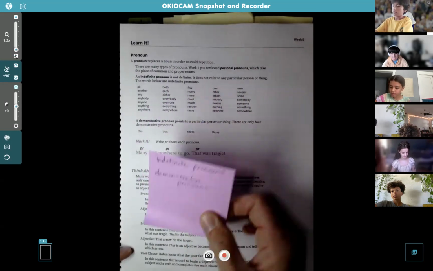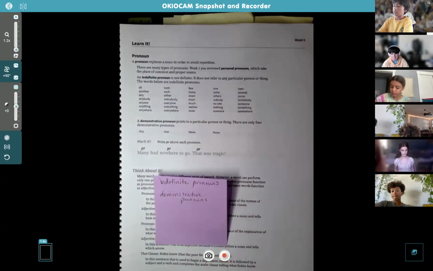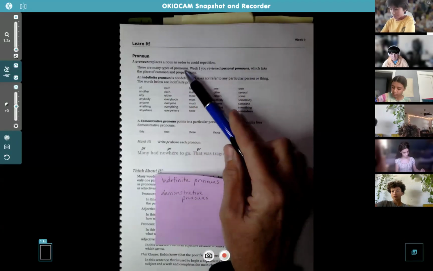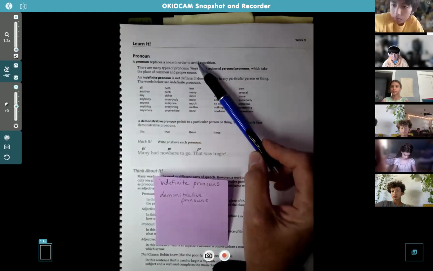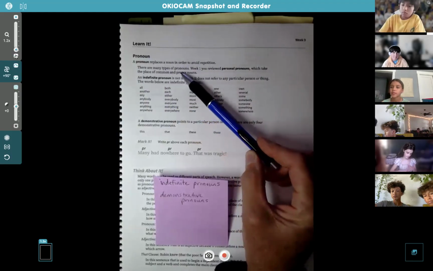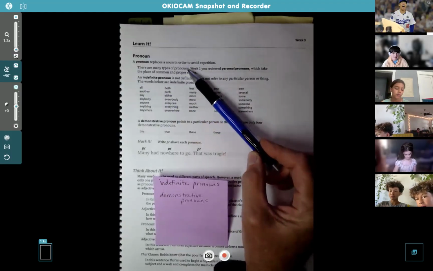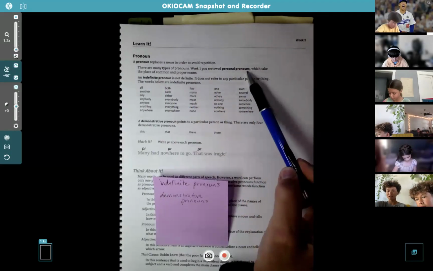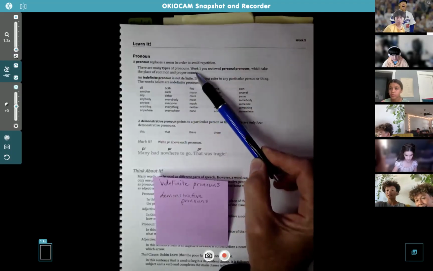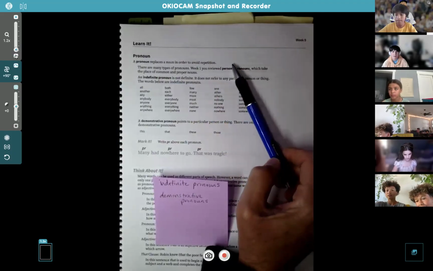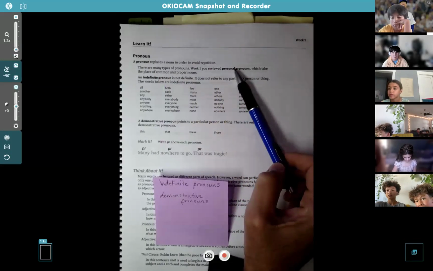All right, while you're working on that, I'm going to move it out of the way here. We're just going to get started looking at this list. These are pronouns, and we use them to avoid repetition. But there are many types of pronouns. So, like I said, we already know the personal pronouns. They take the place of common and proper nouns, and that's the pronouns that we use for people and places.